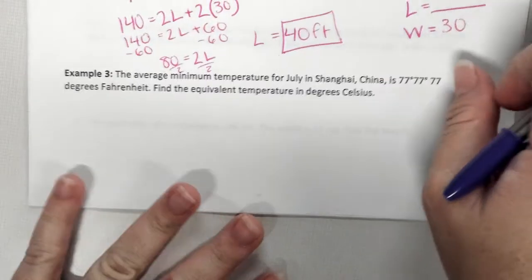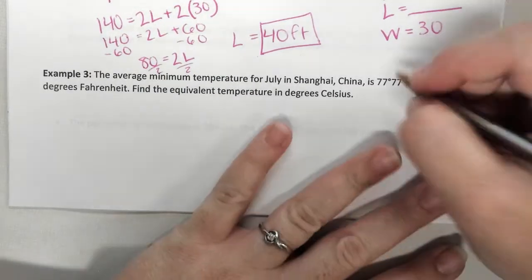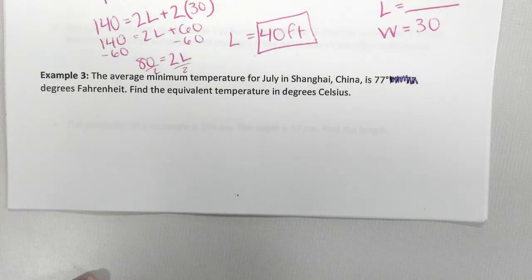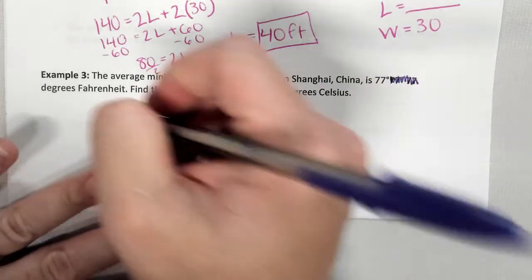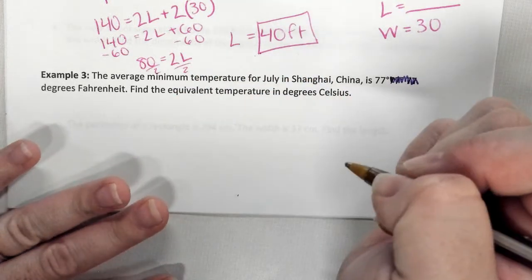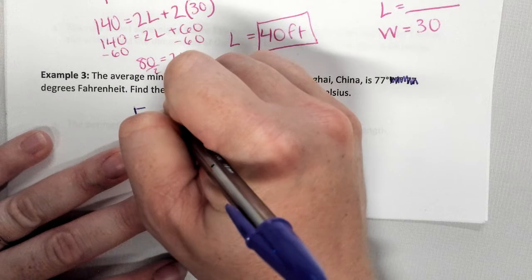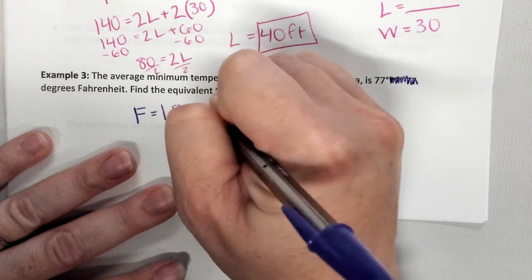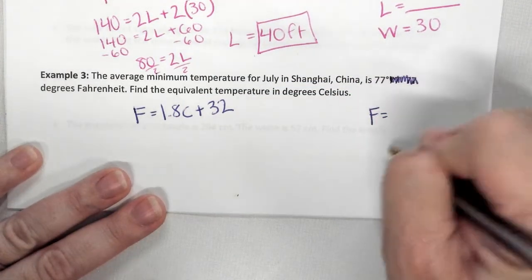Okay? The average minimum temperature for July in Shanghai, China, I don't know what happened when I was plugging in degrees, don't stress about that, is 77 degrees Fahrenheit. Find the equivalent temperature in degrees Celsius. Well, up there we have it. Degrees Fahrenheit equals 9/5 times degrees Celsius plus 32. So F equals, you could also use the 1.8 to make your life easier. Okay, and so my only 2 unknowns are F and C.